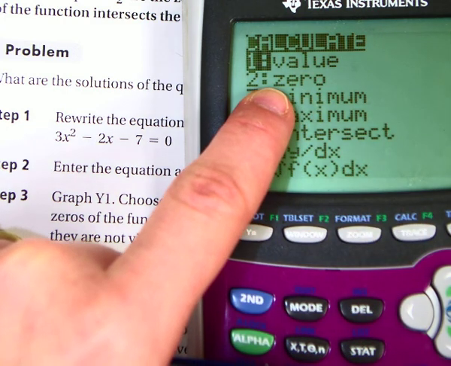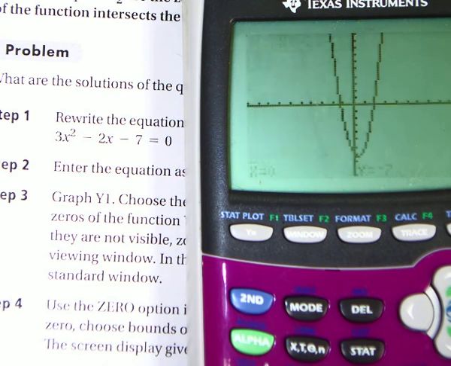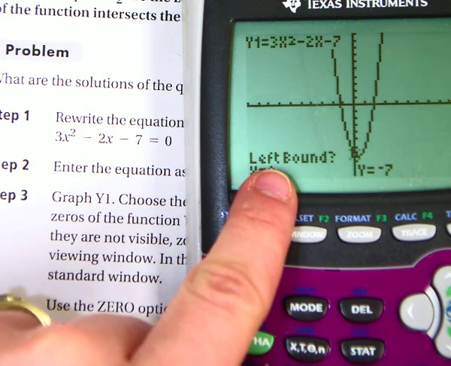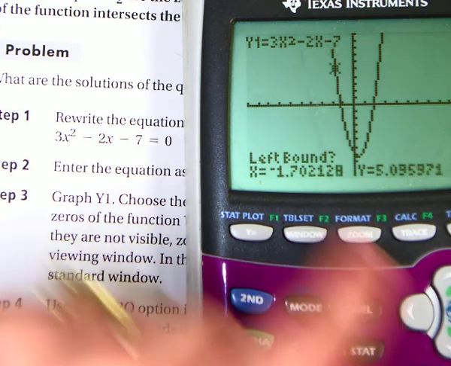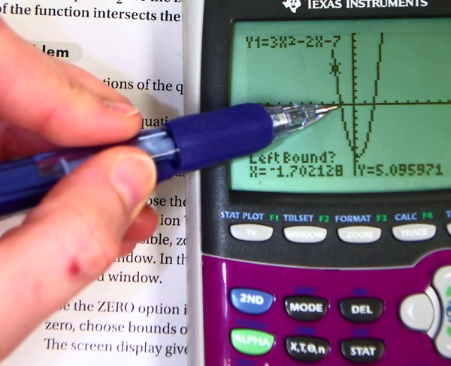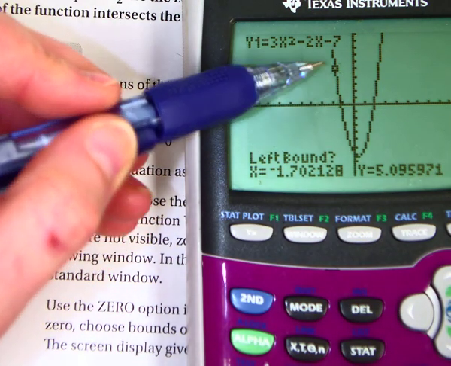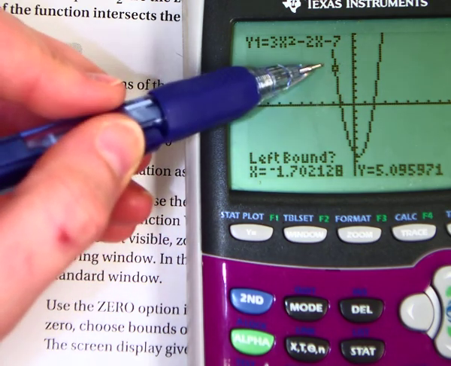Okay, you're going to hit second and calculate. You're going to find the option of 0. Notice how it says left bound. Well, go to the left of the first intersection. See the intersection right here? I went to the left of it. Just kind of hit the left button until you're over here somewhere.